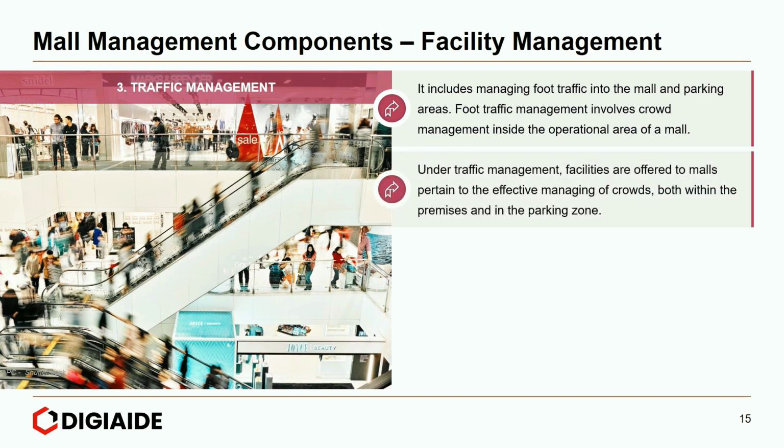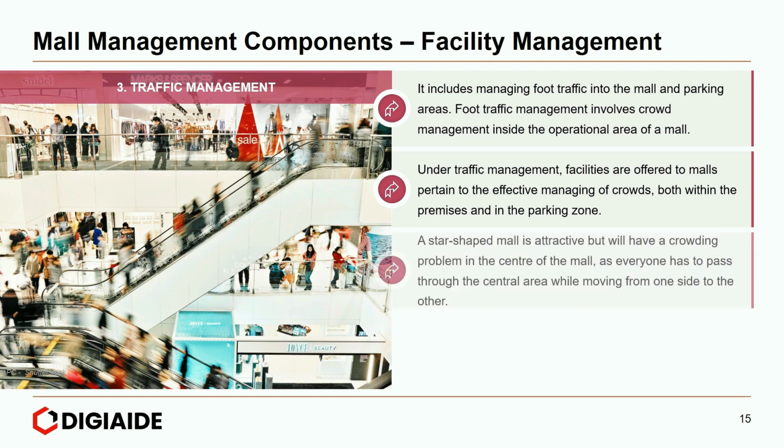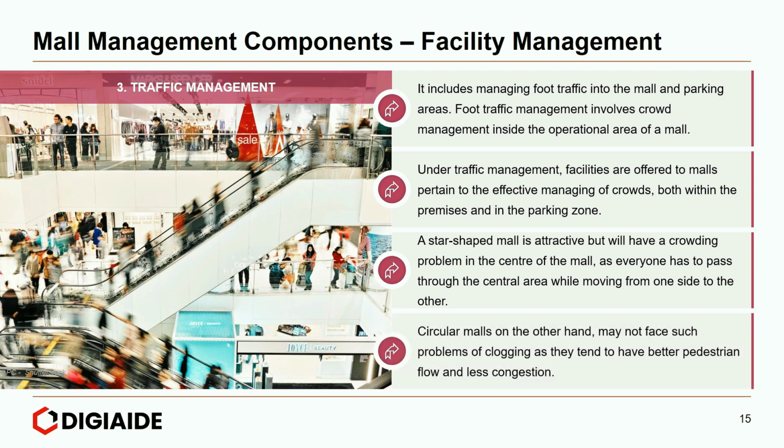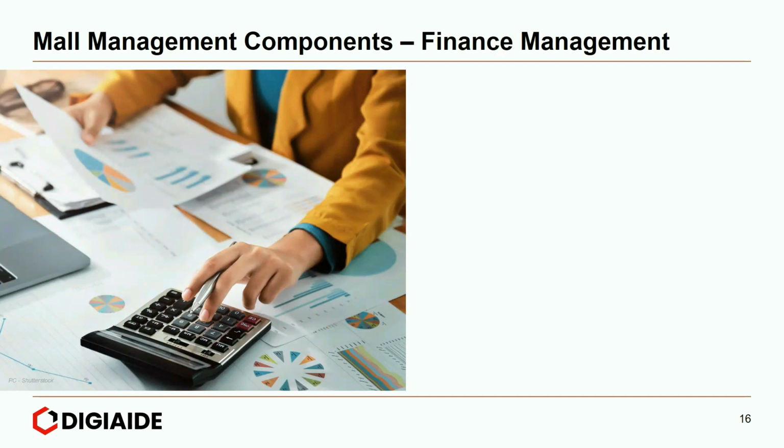Under traffic management, facilities offered to malls pertain to the effective managing of crowds, both within the premises and in the parking zone. For instance, a star-shaped mall is attractive but will have a crowding problem in the center of the mall, as everyone has to pass through a central area while moving from one side to the other. On the other hand, circular malls may not face such problems of clogging, as they tend to have better pedestrian flow and less congestion. Moving on to the next component, finance management.